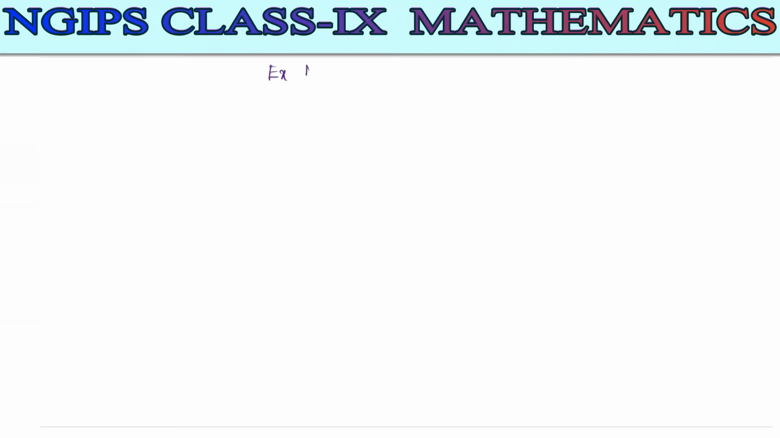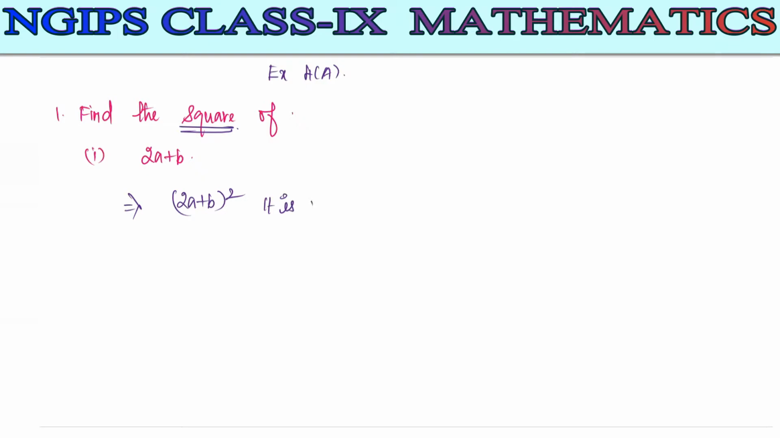Exercise 4a. In this we have the first question: find the square of the first sub question they have given, 2a plus b. We need to find the square of this. So when you find 2a plus b whole square, square means you just have to take the square of the given values. So it is in the form of a plus b whole square.